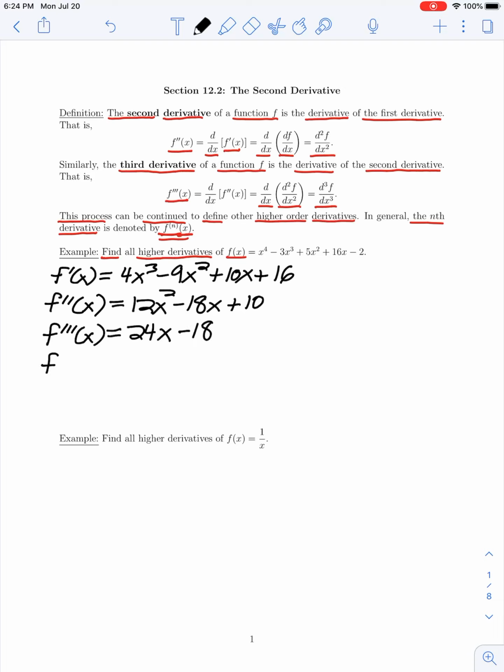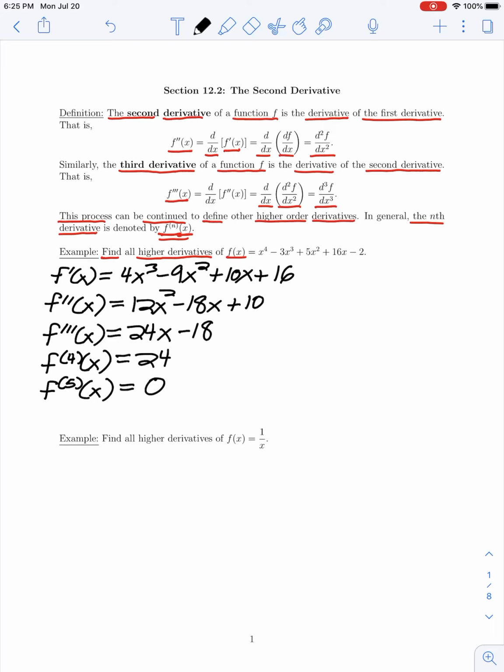Continuing to find our fourth derivative, this is typically where we change notation from primes to this superscript notation. So our fourth derivative of f would be 24. Then for our fifth derivative, well, the derivative of any constant is 0. So our sixth derivative would be the derivative of 0, which is a constant, so the sixth derivative would also be 0. Differentiating 0, we would keep getting 0 as all of our higher order derivatives.